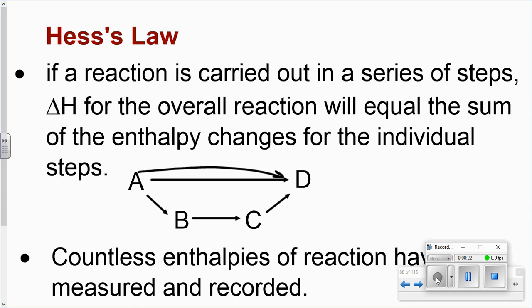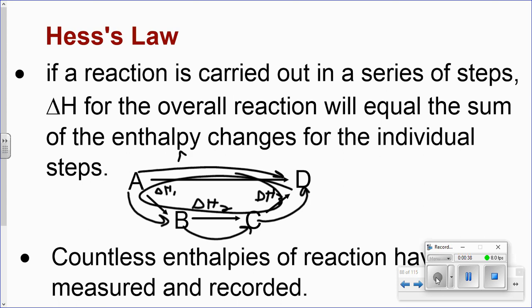But in reality, we realize that there are intermediate steps from A to B, B to C, and C to D. So with these steps, we'll call them delta H1, delta H2, and delta H3. The sum of those is equal to delta H total. Okay, so those two are equal.